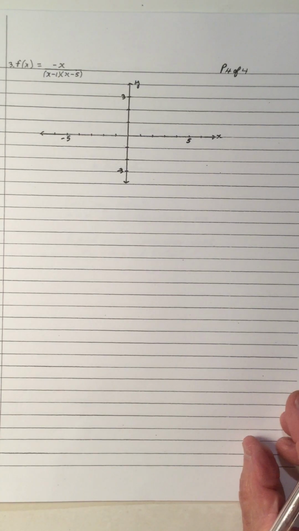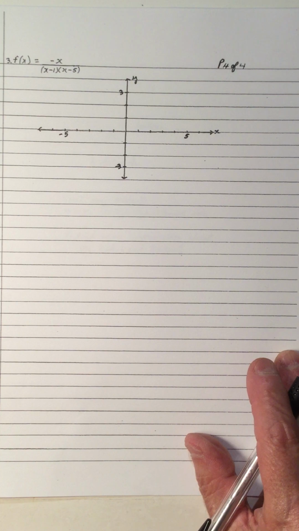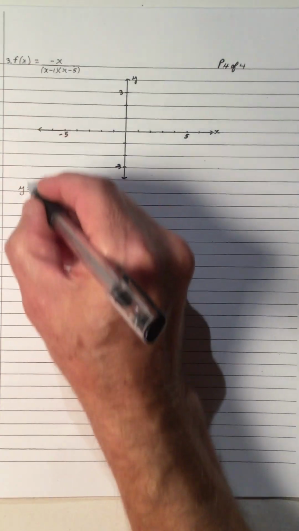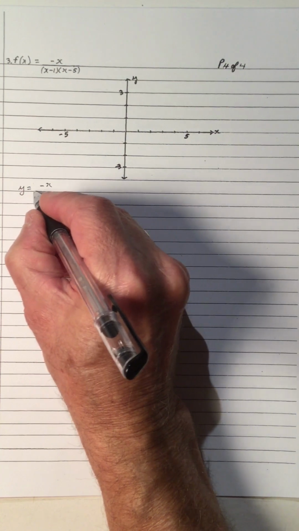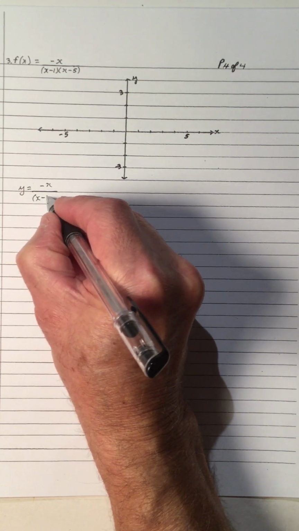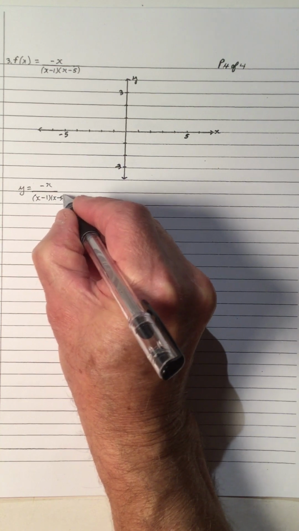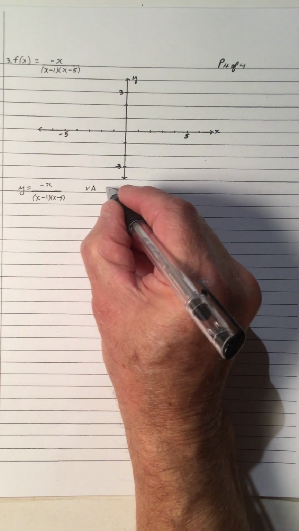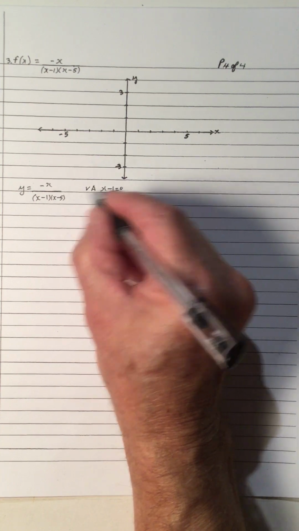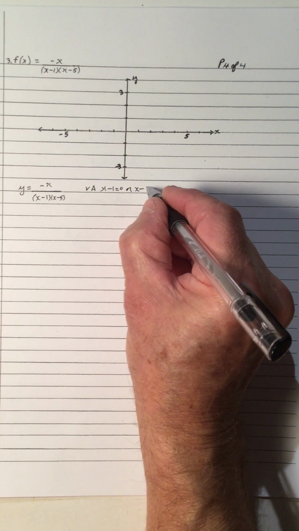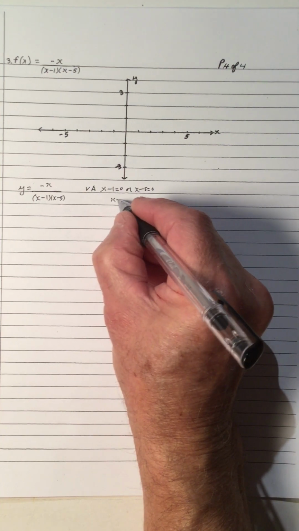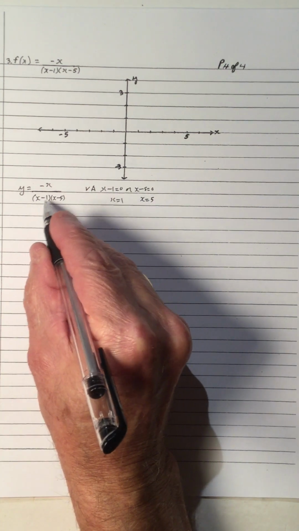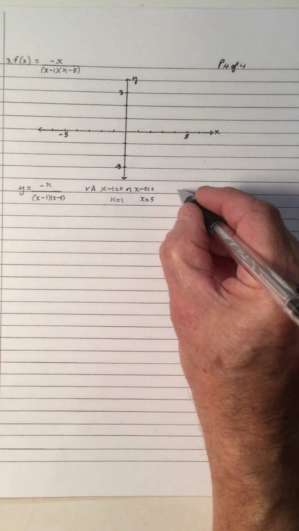Okay, one more, and then this video will come to an end. So we have the equation f of x is y equals -x over (x minus 1)(x minus 5). And so let's look at the vertical asymptotes. The vertical asymptotes are when the binomials on the bottom equal 0. So x is 1, x is 5. So you put 1 in or 5 in, you get a 0 on the bottom, so they're vertical asymptotes.